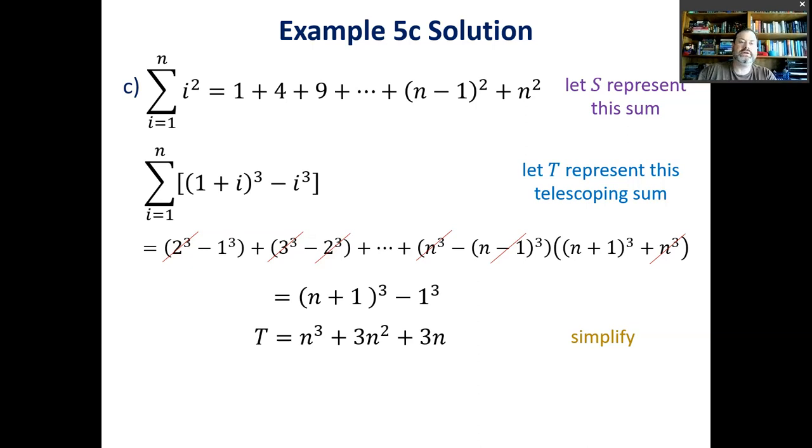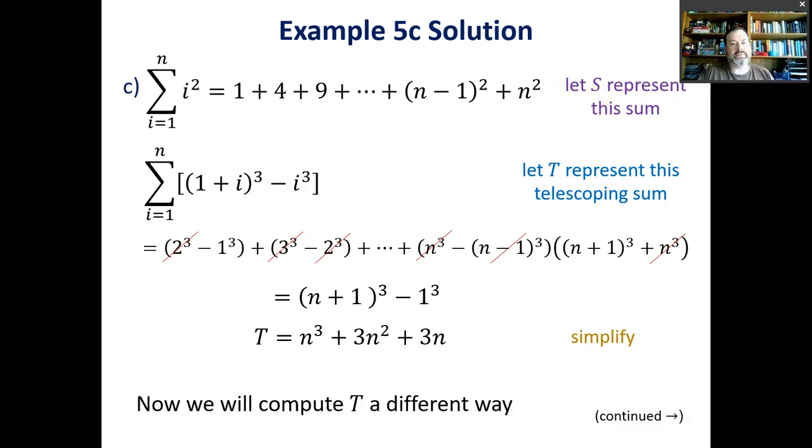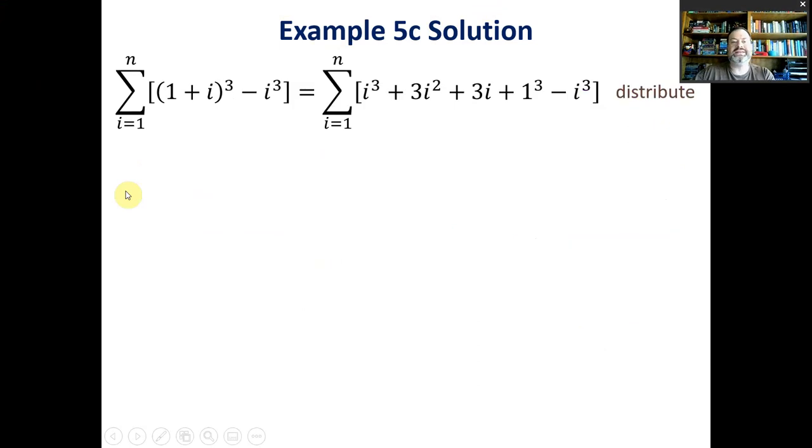So notice that this is just T in terms of n. Is there something I can do to this to get T in terms of S? Because then I can set that equal and solve for S, and that's what we're going to do. So now we're going to compute T a different way. It's still the same telescoping sum, but we're going to compute it using a different technique.